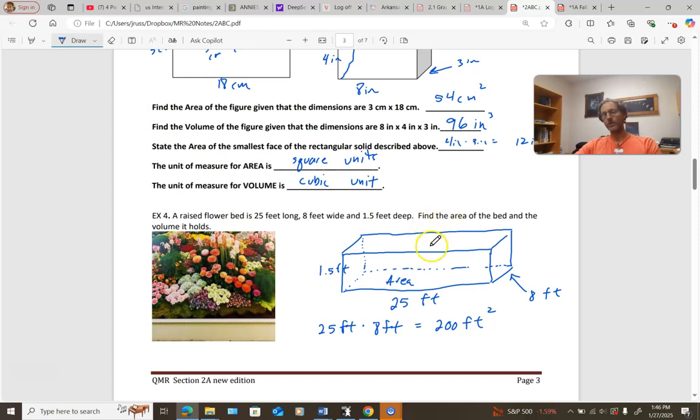Now the volume, or in other words, how much this three-dimensional rectangle or flower bed would hold, is going to be found by multiplying all three of those dimensions. So 25 feet times 8 feet wide times the depth, 1.5 feet. Okay. And if we do this, I know that 25 times 8 is 200, and if I multiply that by 1.5, it would give me 300. But this would be in cubic feet now, because we had these 3 feet that got multiplied together. Okay, so this would be a cubic unit.